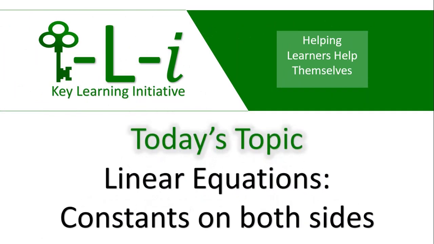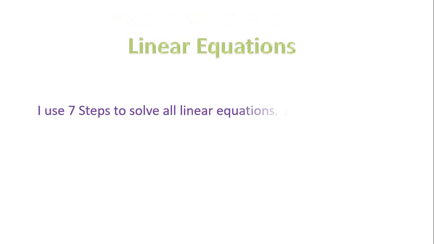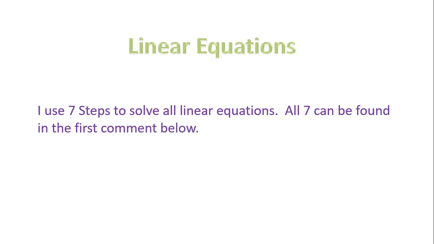Today's topic is linear equations with constants on both sides. With linear equations, when I teach them, I use 7 steps to solve all of them. All 7 can be found in the first comment below. Today, however, I'm only using step 6 and step 7. So let's have a look at the steps we take when we have constants on both sides.